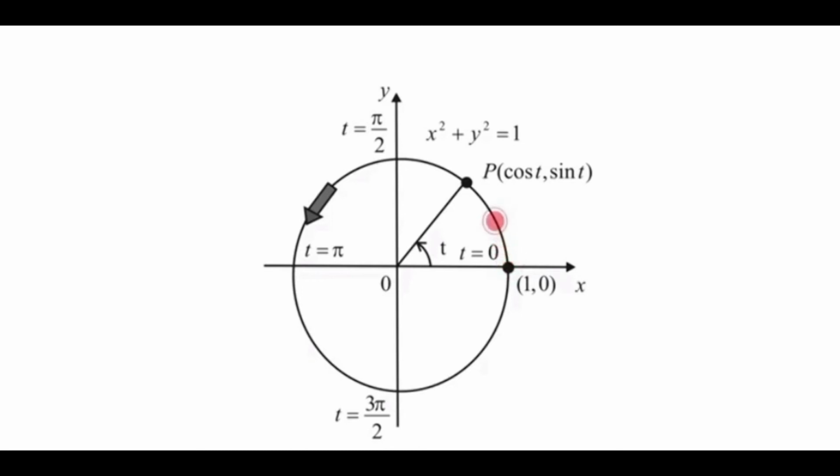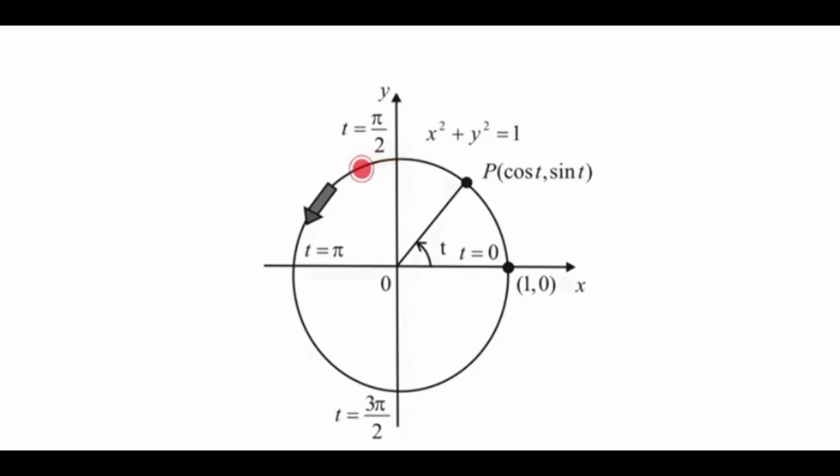As t increases up to π/2, the corresponding point moves up and to the left along the circle in counterclockwise direction. When t is equal to π/2, we obtain the point (cos π/2, sin π/2), which is equal to (0, 1).